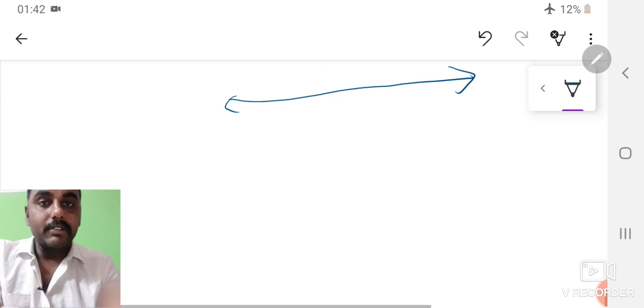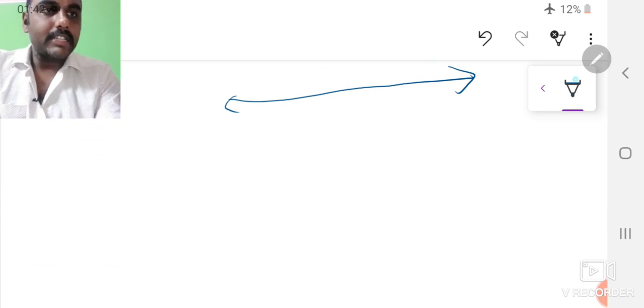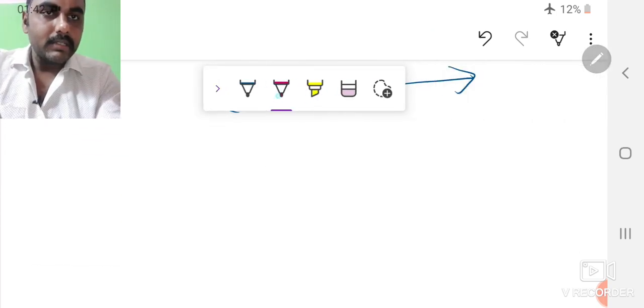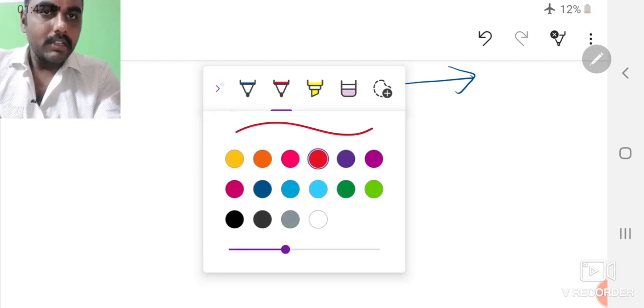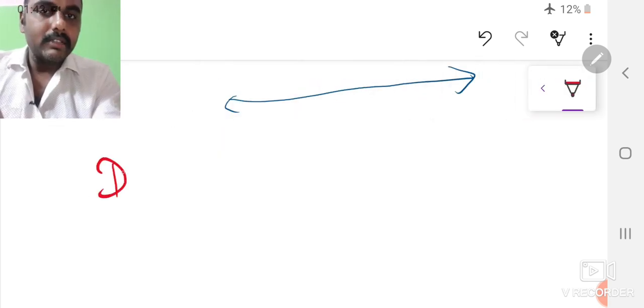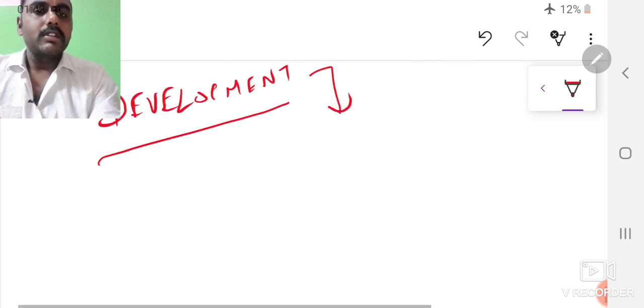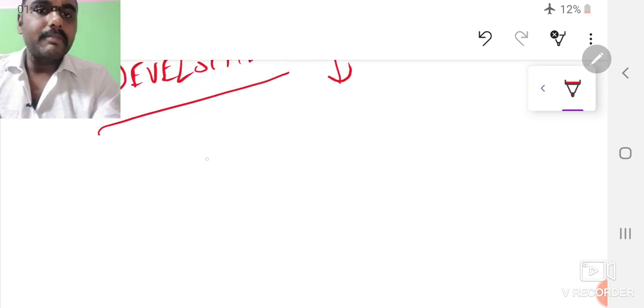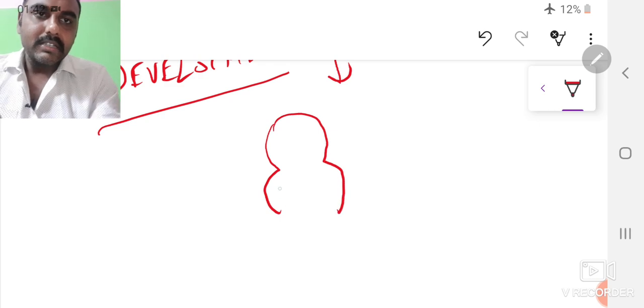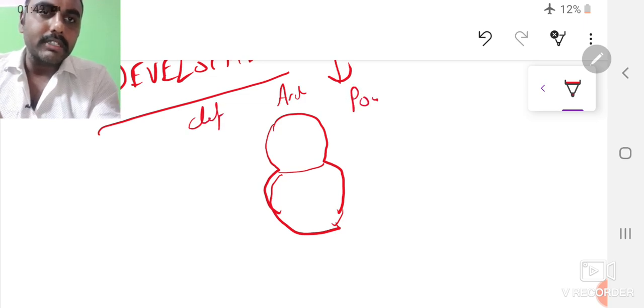Okay, so coming on to the next one, the development. So the development of pinna. Where is the pinna developed? The pinna develops from the first and second pharyngeal arches. Okay, say this is the first arch, this is the second arch. This is an arch, this is a cleft, and this is a pouch.